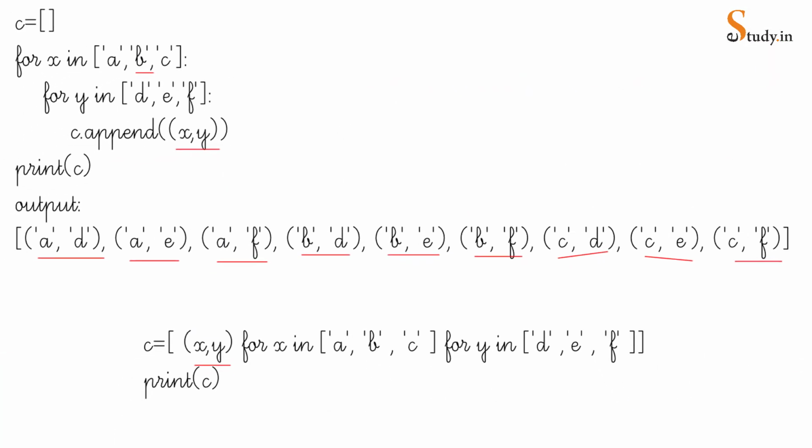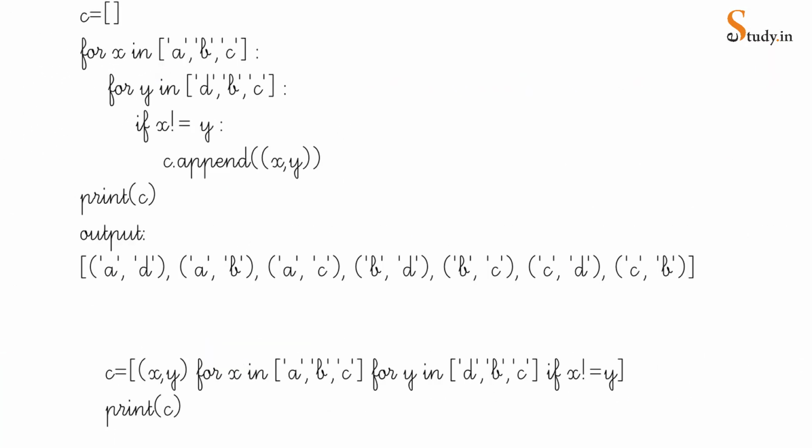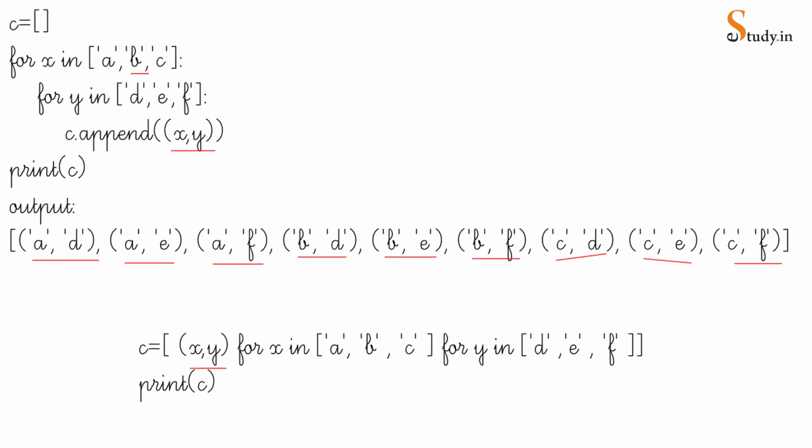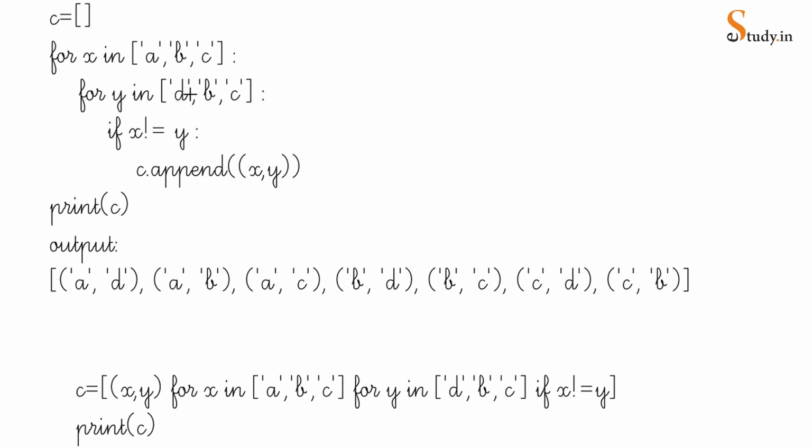Now let's try another example here. In the next example, I've slightly modified the previous example. If you see, the loop is the same, but here we have an if clause. What I am doing here is saying if x is not equal to y, then only we are appending to the list. That means the values of x and y should be different. We have in the first list ABC, and in the second list we have DBC. So what are the common elements here? B and C. You can see B and C in both the lists. So if the value of x is equal to y, that element will not be appended to the list.